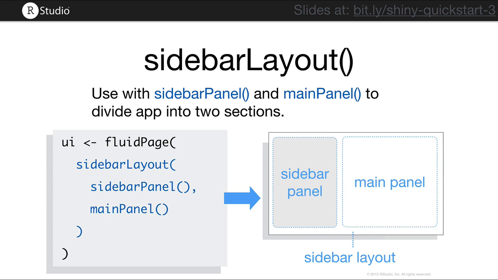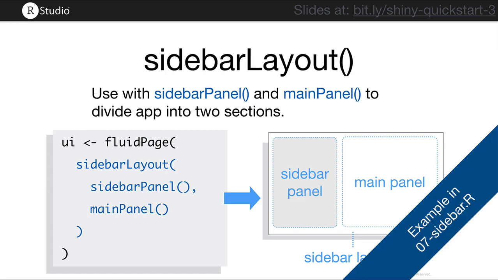Probably the most common way to build a Shiny app is with a sidebar layout. There is a layout function called sidebar layout that works together with two of these panels, sidebar panel and main panel, to divide an app into two sections, a sidebar and a main area. The way you use it is you put the function inside fluid page, and it only takes two arguments, and those arguments must be the output of sidebar panel and main panel. Well, those are the two required arguments. There are other arguments you can find on the help page. And then when you want to put something in the sidebar, just pass it as an argument to sidebar panel. And if you want to put something in the main panel, pass it as an argument to main panel.